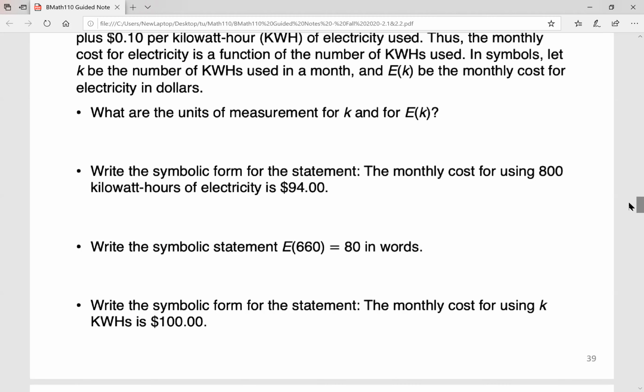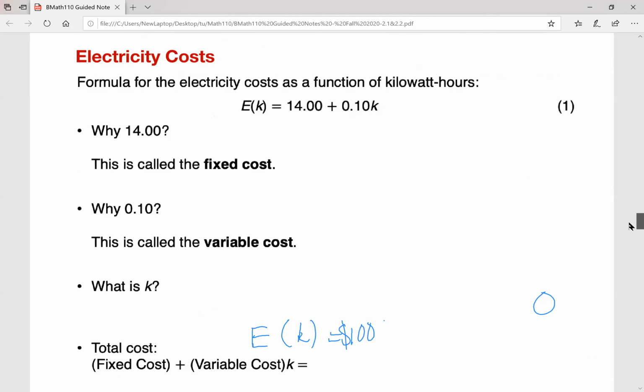Now the question is, write the symbolic form for the statement: the monthly cost for using K kilowatts is $100. So remember that here K is still unknown. Okay, so I have E of K equal to $100. So that is the symbolic form for this statement. Next, let's move to the next page.